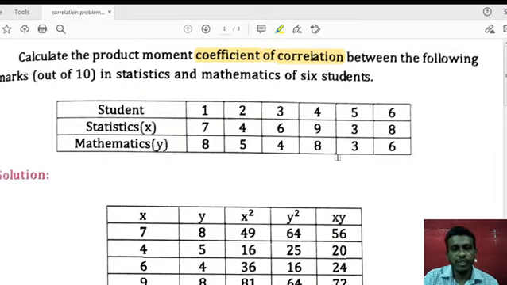We can use either of these two methods, but as the actual marks are given and not the ranks, we can go for Karl Pearson's coefficient of correlation.